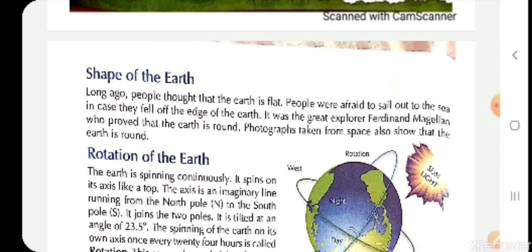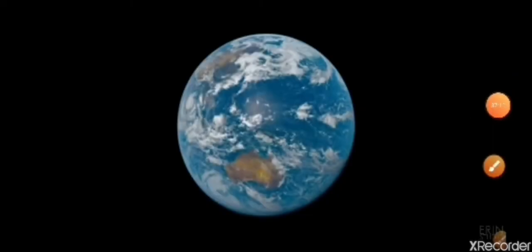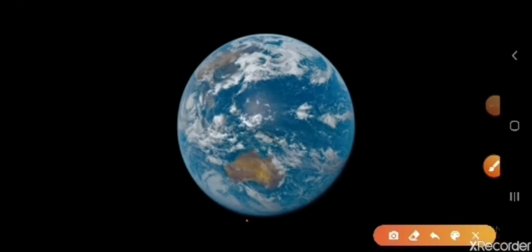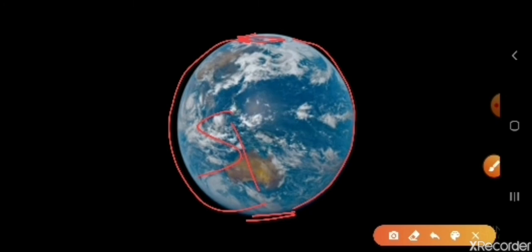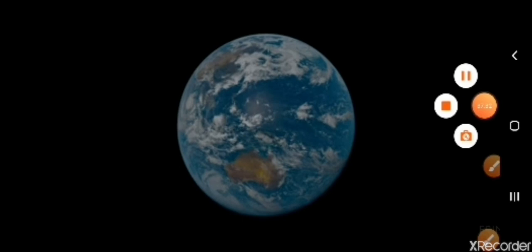As I told you in my previous session, this is earth. It is flat from here and round from here. It is a sphere. Earth is a sphere. So it is flat from here and here. So it is just like an orange.